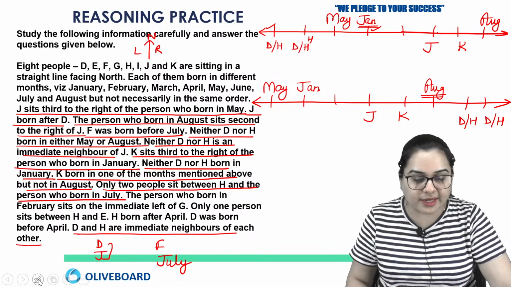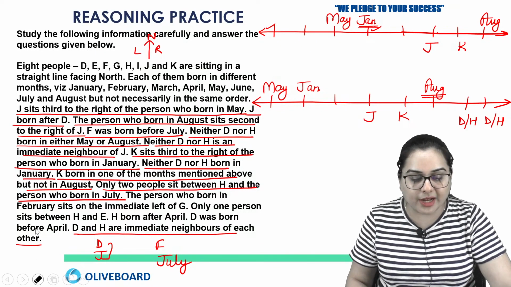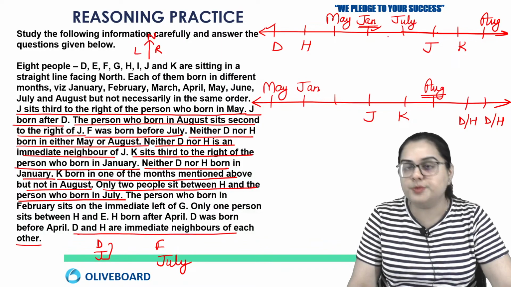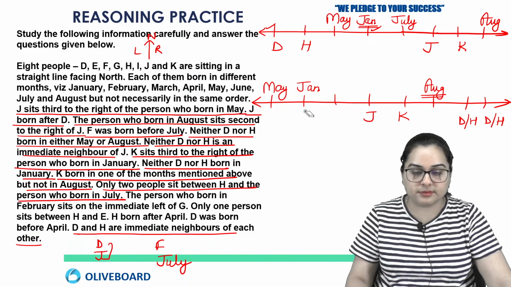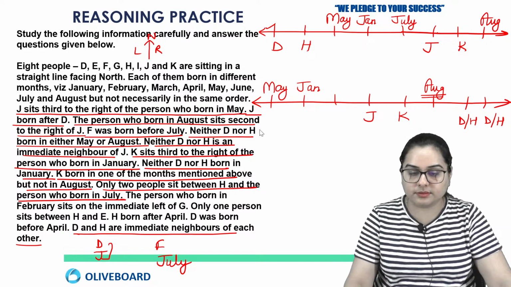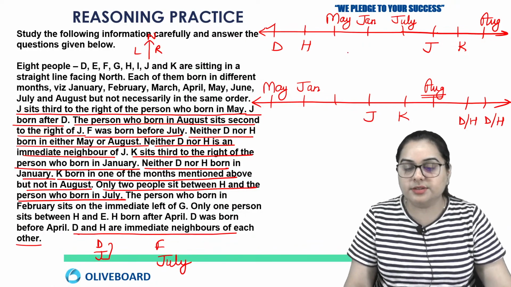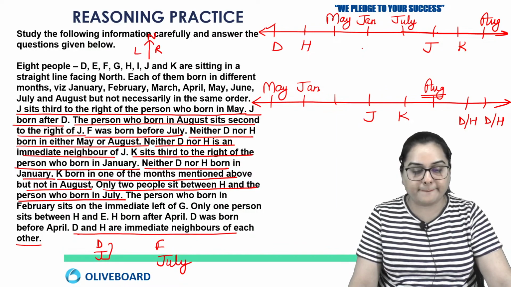Okay, so this clarifies the confusion between D and H in the first possibility, that we'll have to write H on the second position and D on the first position so that I can fill July after two positions of H. So this is how you are going to fill H and July, right?